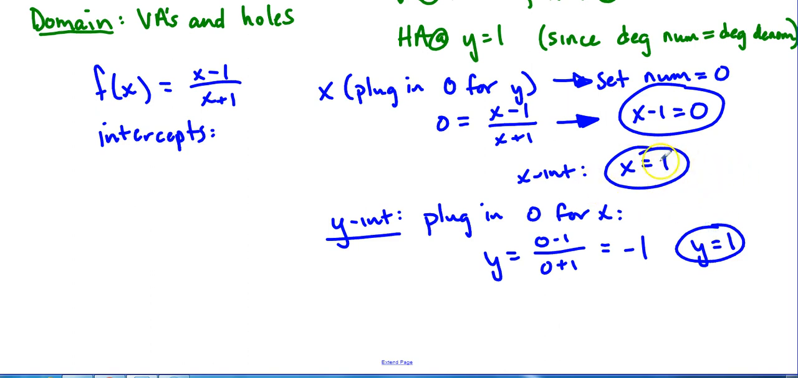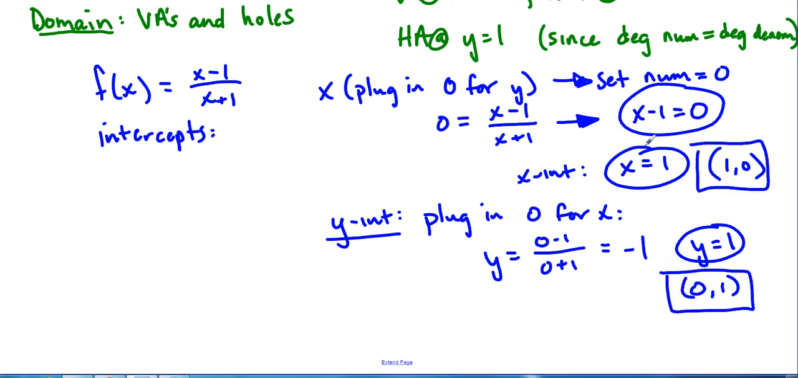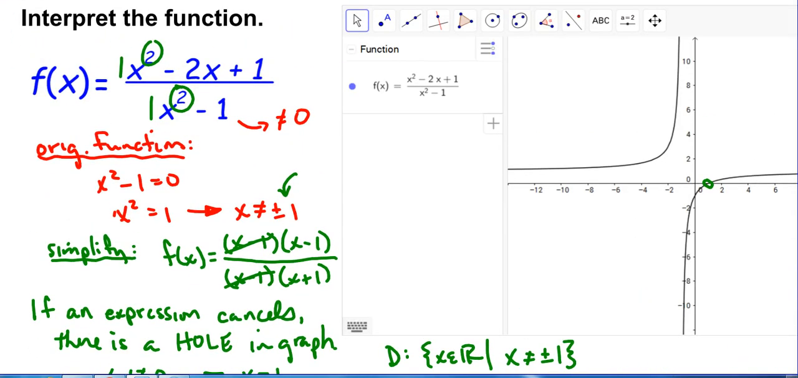Remember, we always list intercepts as coordinates. So my x-intercept is actually, this is (1, 0), and this is (0, 1). So there are my intercepts. There's an intercept. And we're done with this one.